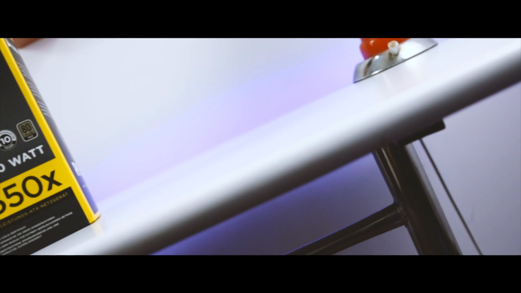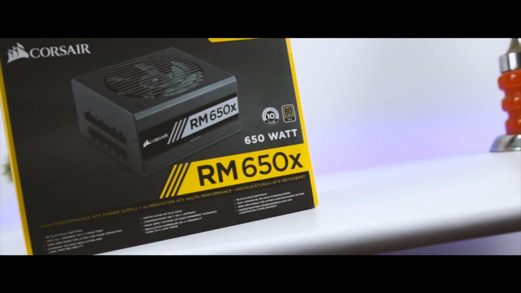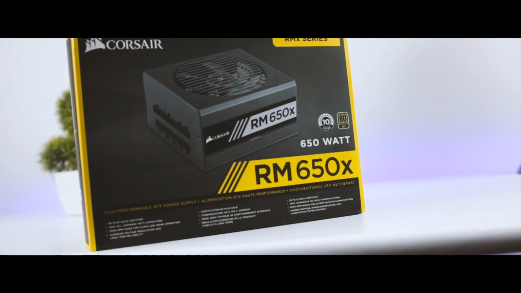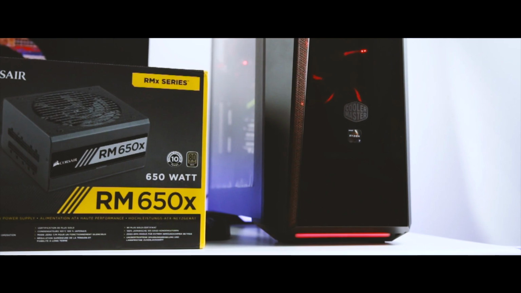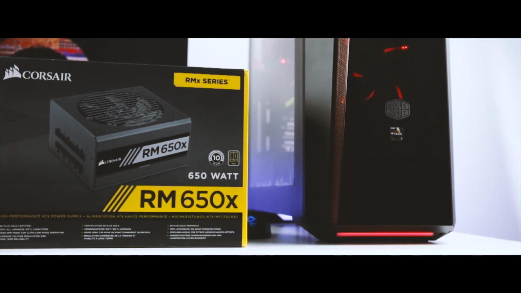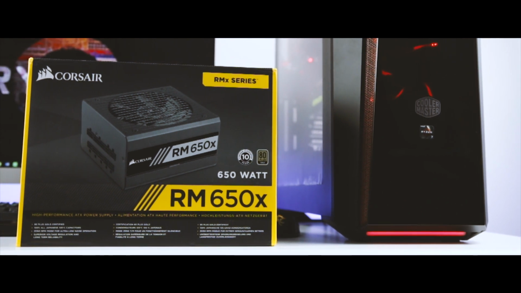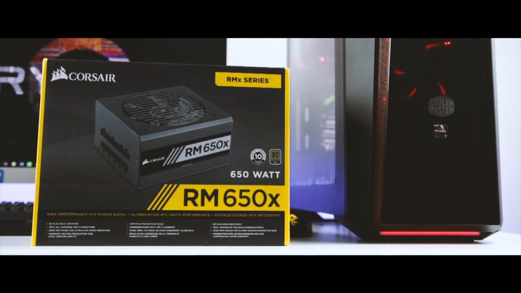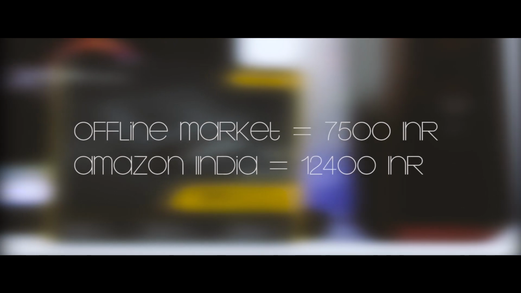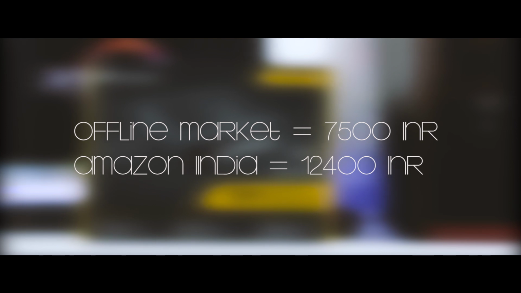It's also very silent because of its relaxed fan profile and semi-passive mode feature, which only enables the fan when the unit's internal temperature reaches a rather high threshold. The RM650X is also a perfect choice for a strong gaming system because it can support two high-end VGAs with a power consumption of around 250 watts each, and that's the reason why I opted for this. The Corsair RM650X power supply cost me 7500 Indian rupees offline, whereas on Amazon it is priced at 12,400.